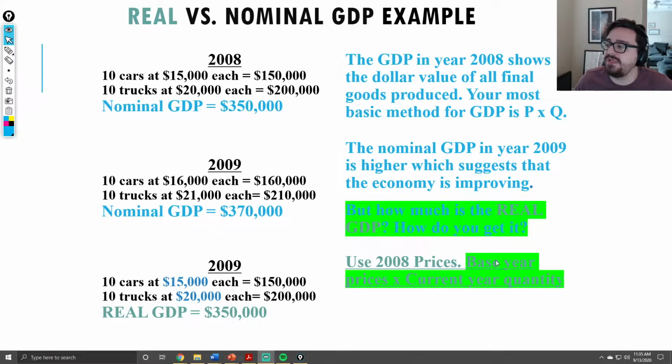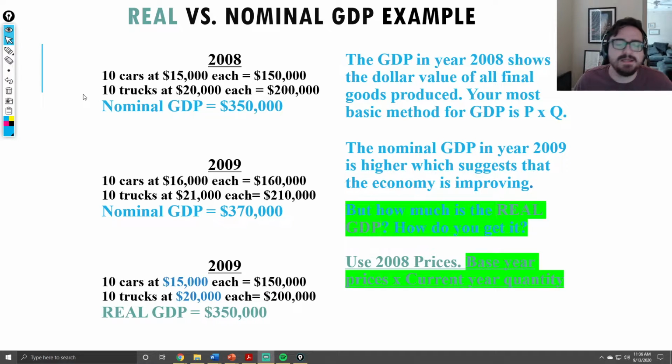The way you find real GDP, listen carefully, write it down. The way you find real GDP when you're given prices and quantities is you take the base year's price, multiply by the current year quantity. So if I'm trying to find 2009's real GDP, I use 2008, that's the base year's prices, that's the 15 and the 20K, and I multiply that by the current year quantity, 10 and 10. If this said 12 and 13, it'd be 12 and 13 times 15,000 times 20,000, okay? My real GDP is 350,000, which is the same as 2008's nominal GDP.